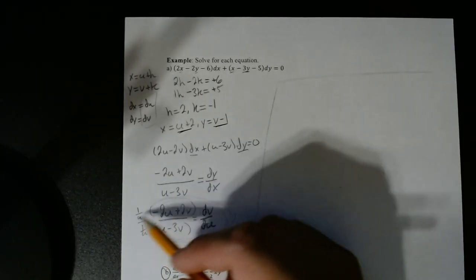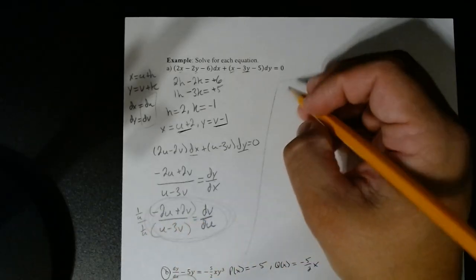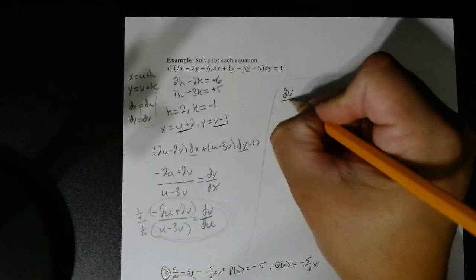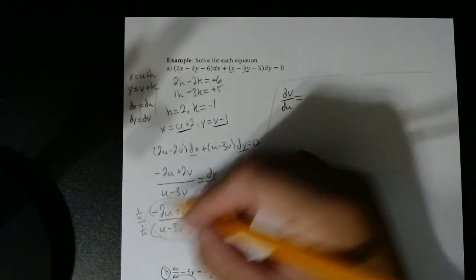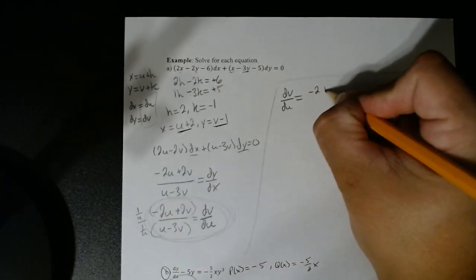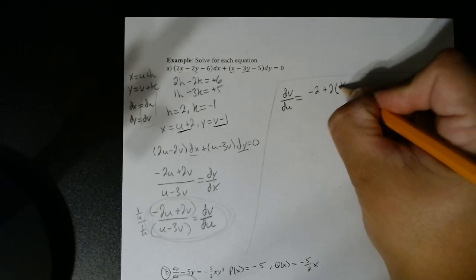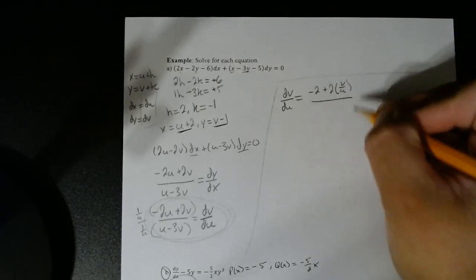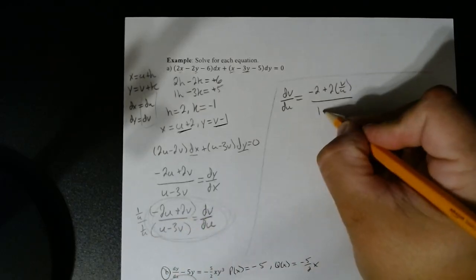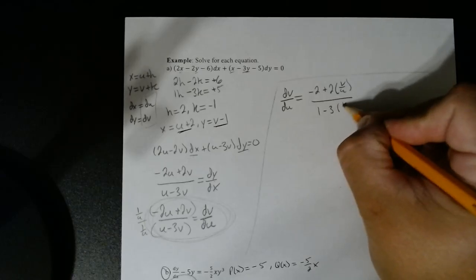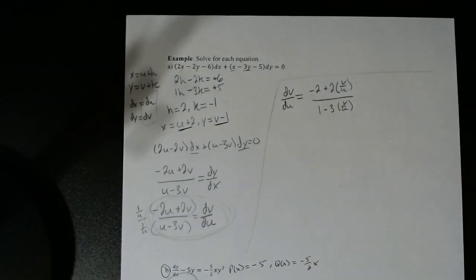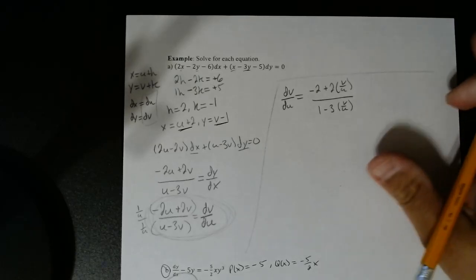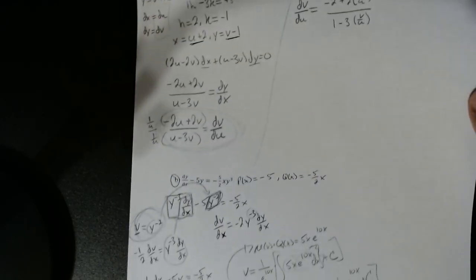So now when I multiply top and bottom by 1 over u, these u's cancel. These u's cancel. And we get that. Now if you notice, this looks very, very familiar to what we just did down here.